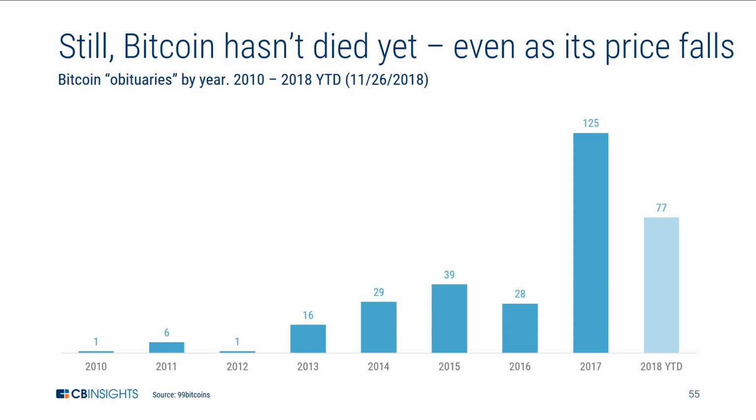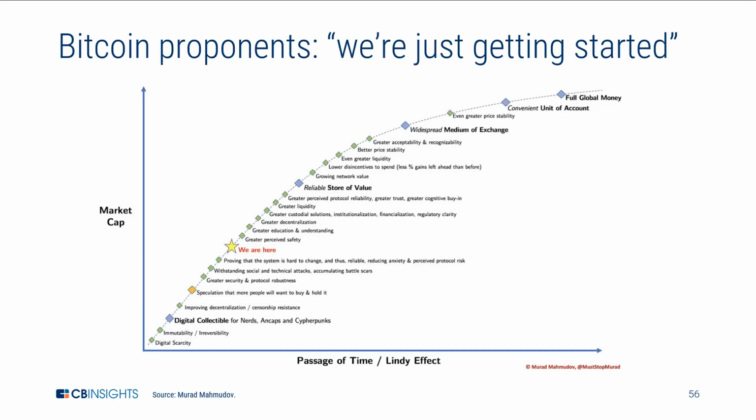Here's a chart showing Bitcoin obituaries by year, or articles saying that Bitcoin is dead. This hasn't happened yet, and from a technological standpoint, Bitcoin remains a marvel. Nobody has hacked it, and it's very much still alive, even if the price of a Bitcoin is down. Indeed, according to proponents, Bitcoin is still at its earliest stages, and we're really just getting started.